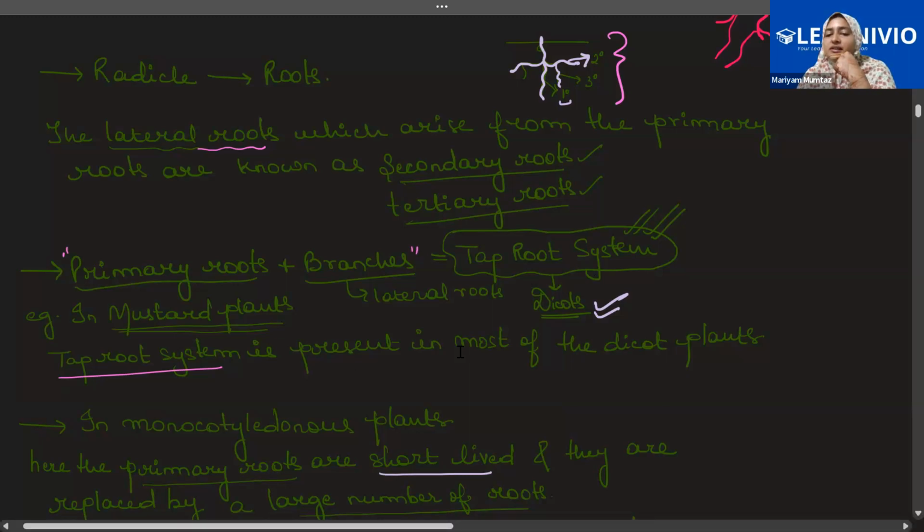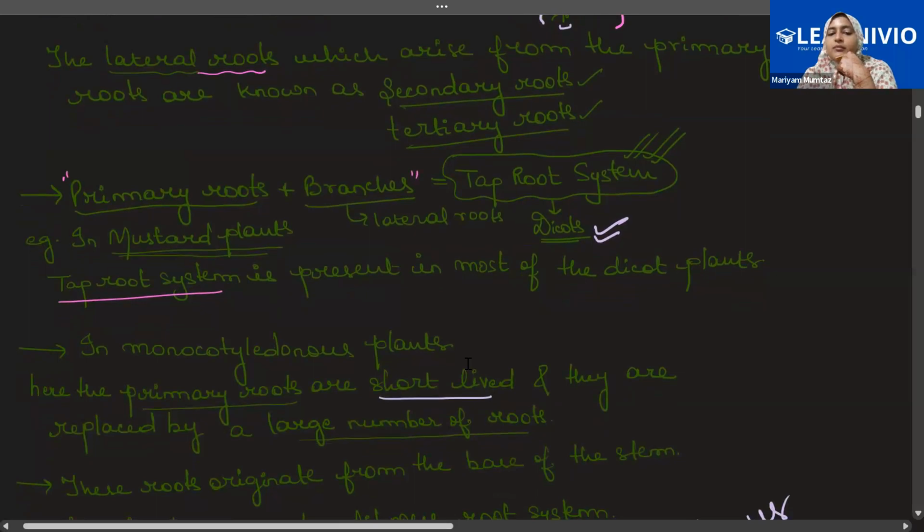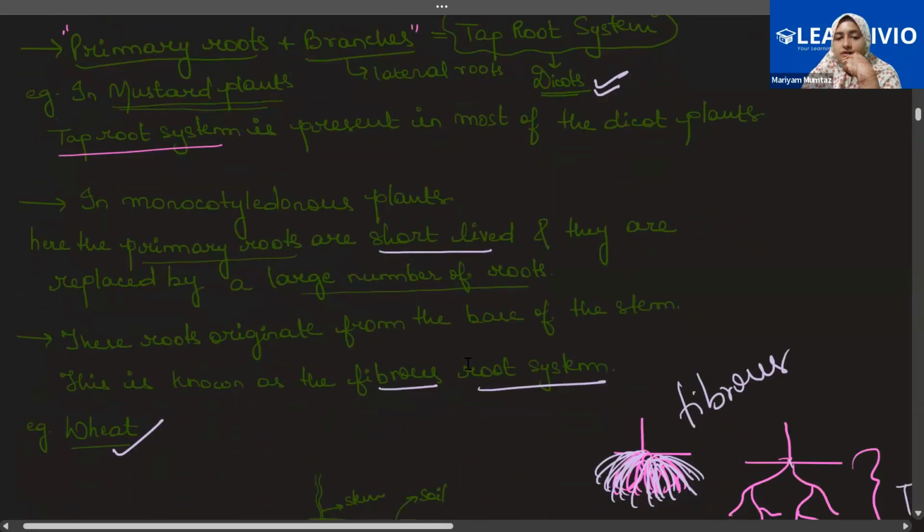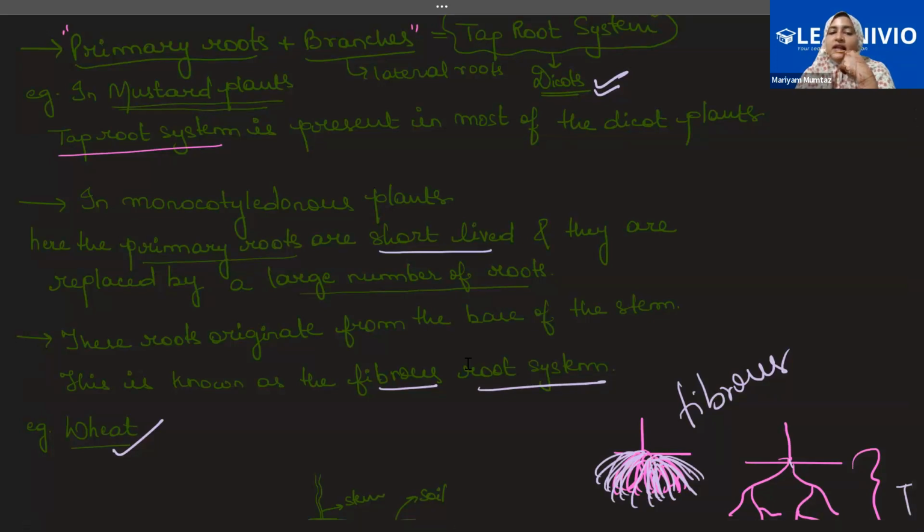Now, this taproot system is a characteristic feature of dicots. All the dicots have taproot system. One such example is mustard plants. Taproot system is present in most of the dicot plants. But when we talk about the monocots, in their case the primary roots are short-lived, meaning they will develop by the elongation of the radical, but they will not be persistent. They are there for a short period of time.